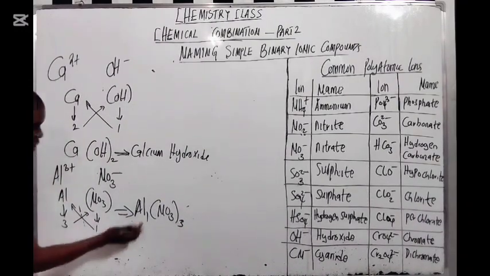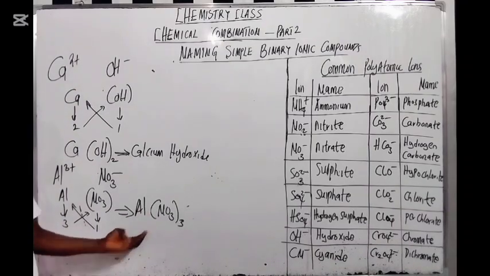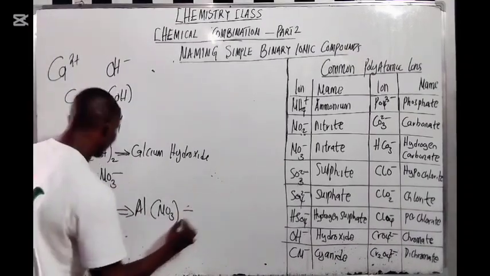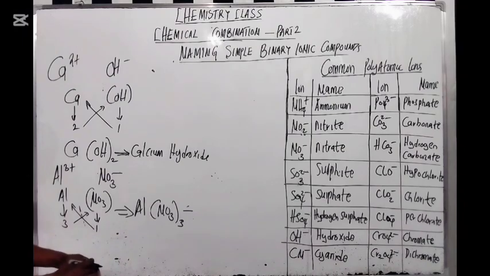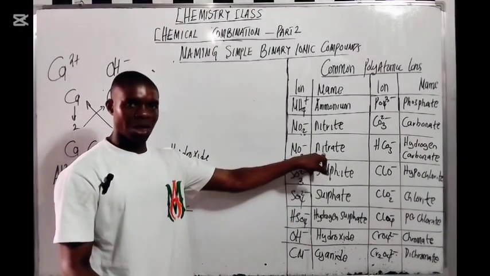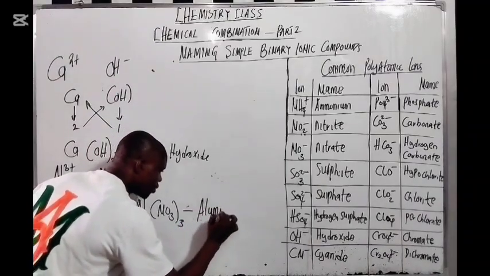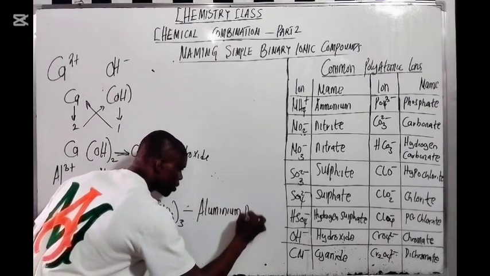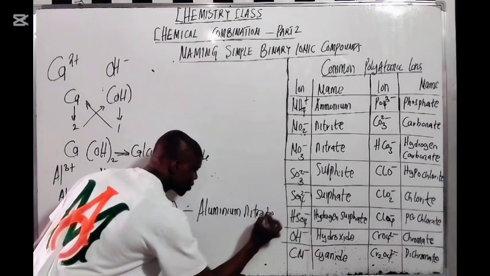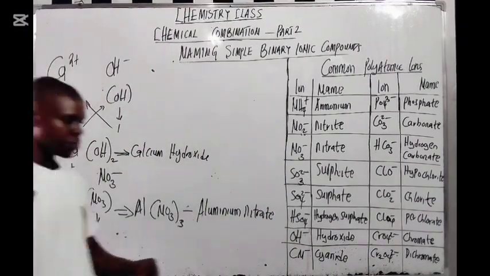So what will that be named? Remember, there is no point in writing the 1 here, so this one will actually be left out. So what will be the name of this compound? The name of this compound is aluminium nitrate, because the name also calls for nitrate. So it's going to be aluminium nitrate. Can you see that? It's very easy. Aluminium nitrate.